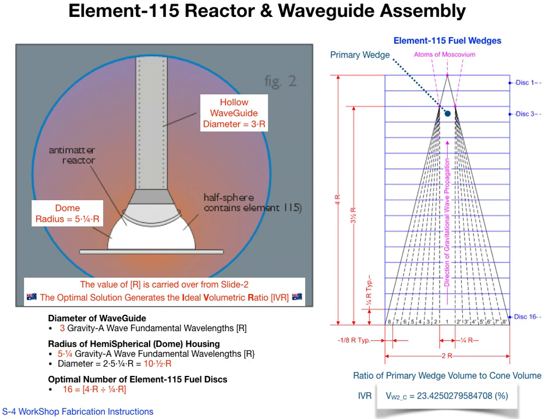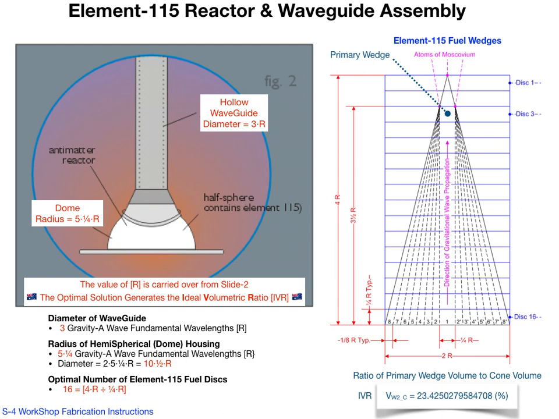Hence, this is termed the ideal volumetric ratio. The ideal volumetric ratio relates to the optimal solution we saw on the previous slide. Thus, because all dimensions are expressed in terms of the gravity A wave fundamental wavelength, R, it is easy to see that the design of the element 115 reactor and waveguide assembly is optimized. Importantly, the element 115 reactor generates a repulsive gravitational force, not an attractive gravitational force.